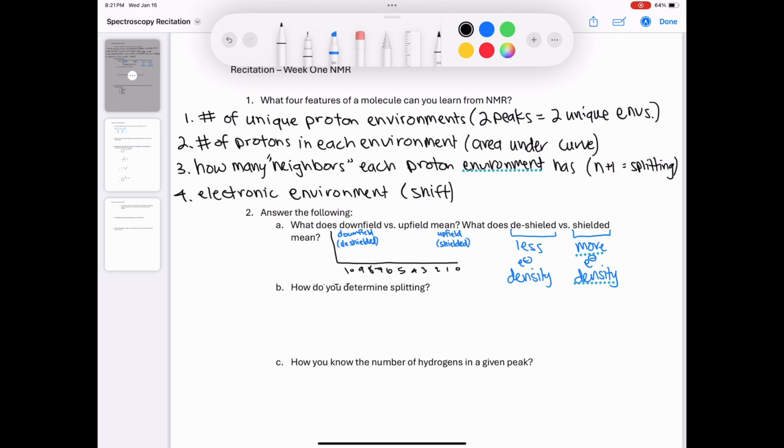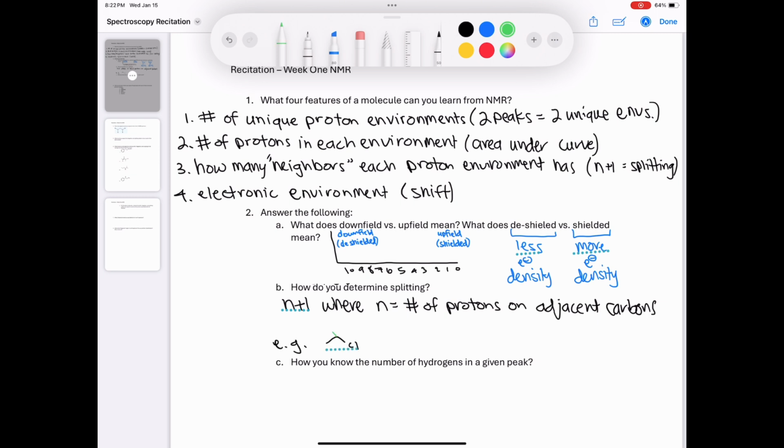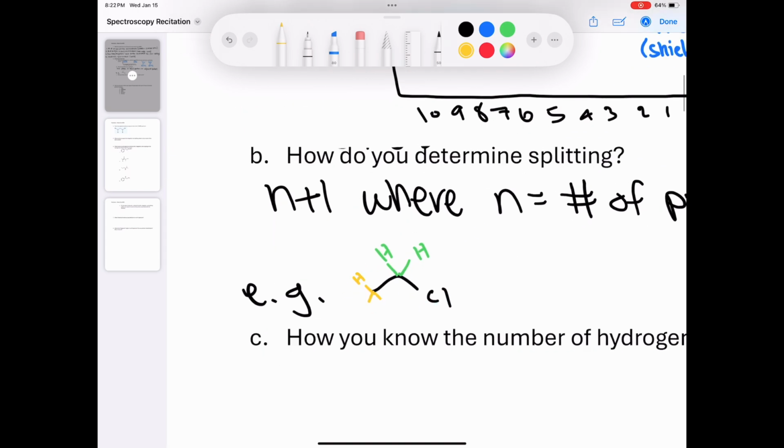The next question asks, how do you determine splitting? So like I'd said in question 1, splitting is equal to n plus 1, where n is referring to the number of proton neighbors, or in other words, the number of protons that are on adjacent carbons to the protons of interest. So as an example, I'm going to draw ethyl chloride, which is going to have these 2 protons in green, and then the 3 protons in yellow.